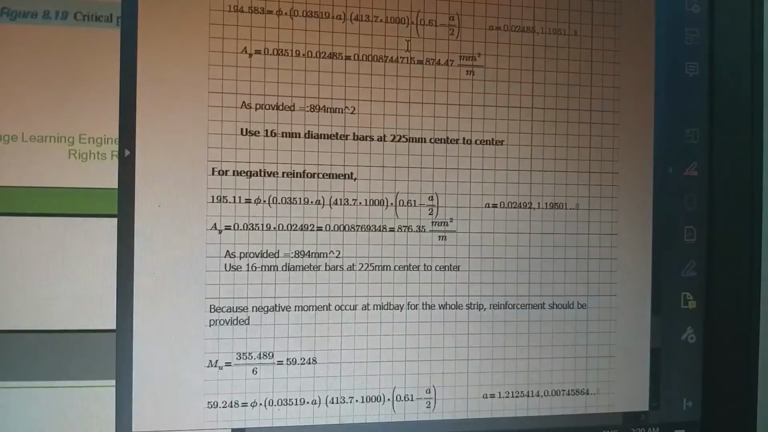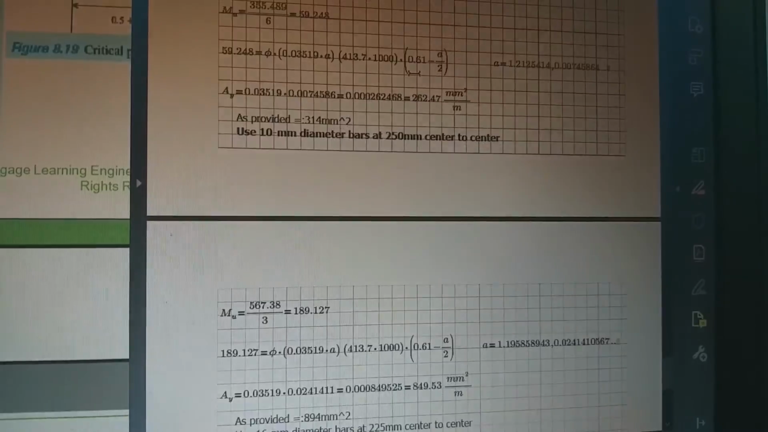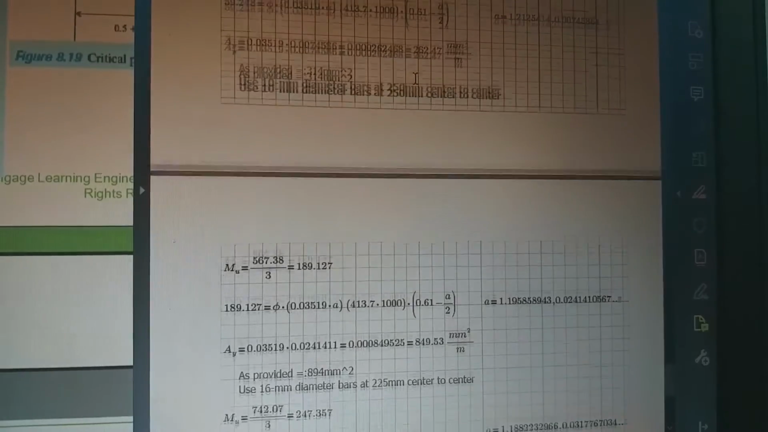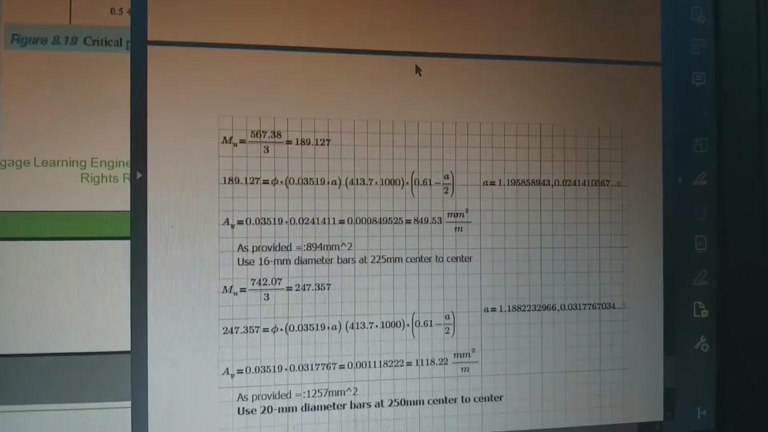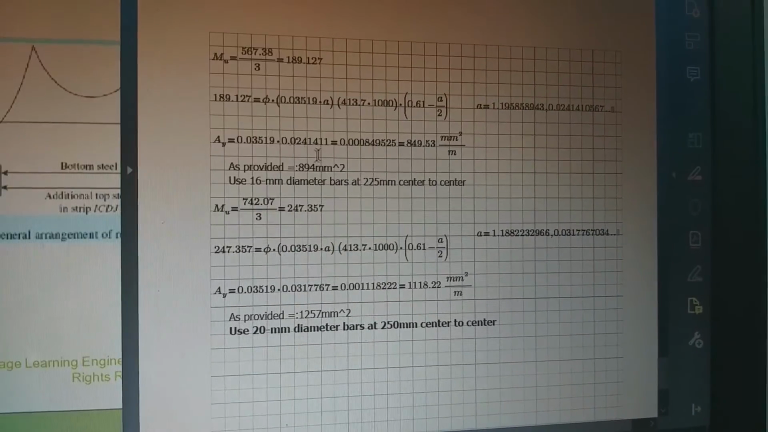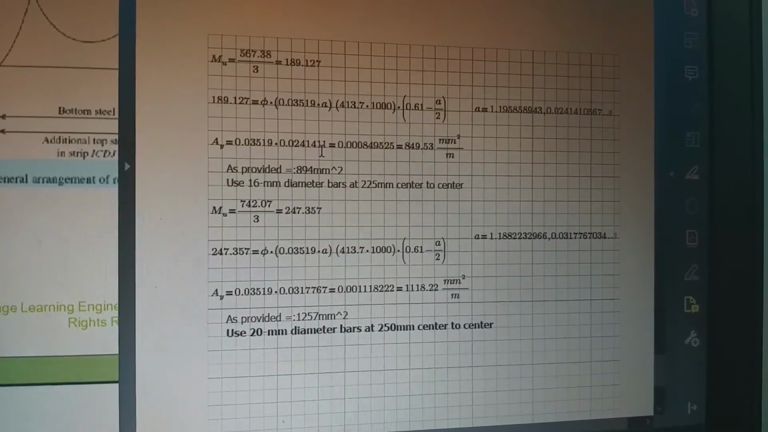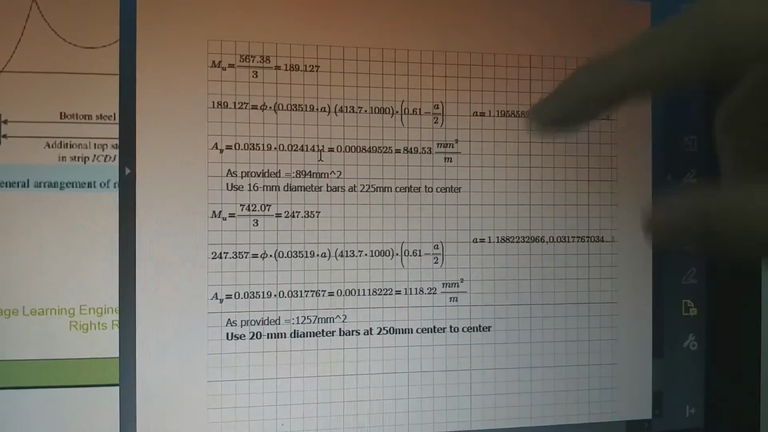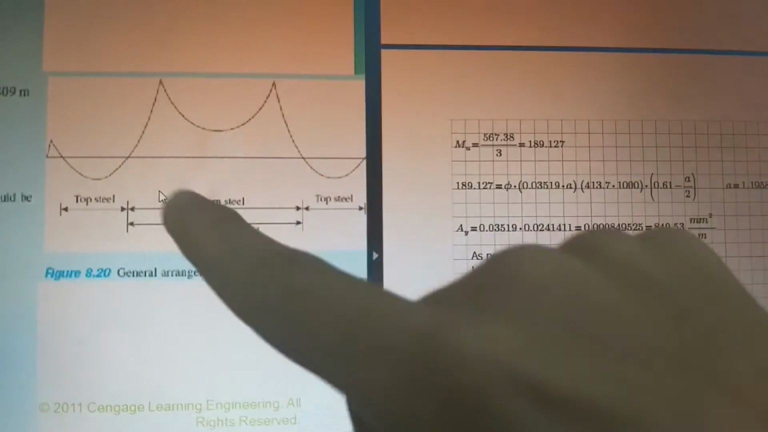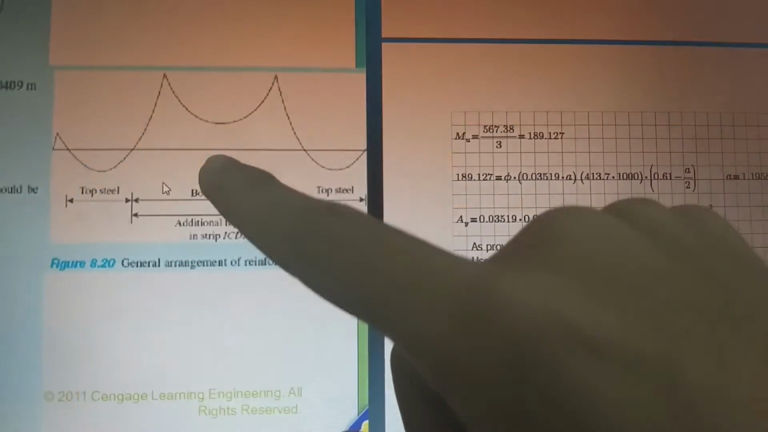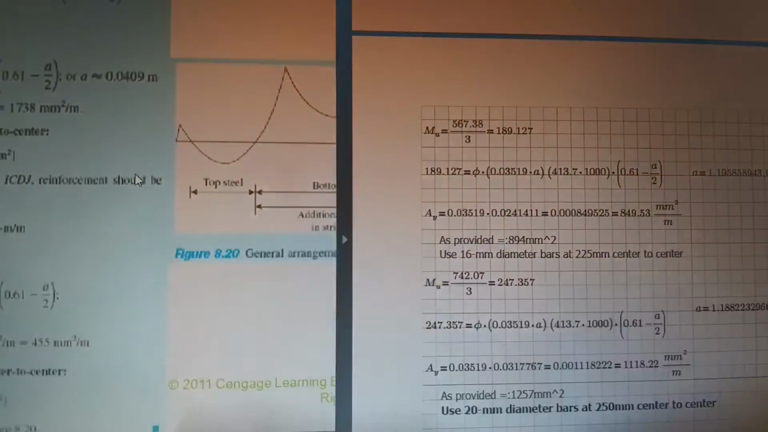And then we repeat this step, the same for the negative reinforcement, until it is finished. But for the next part, this is an extra calculation, because the negative moment occurs at mid bay, where there's a negative moment at the mid bay of this bottom steel bar. Therefore, extra reinforcement should be provided.